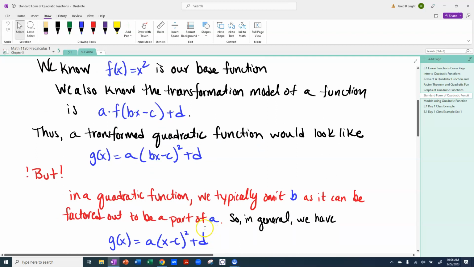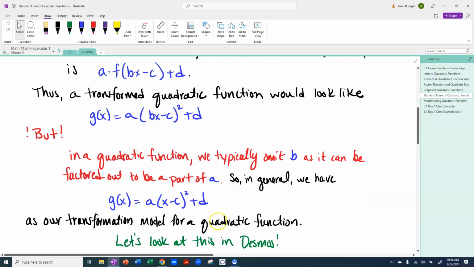So generally, when we work with the transformation of the quadratic function, the base one, that is, we typically don't have a b, so it'd be SAD, C-A-D, would be the order of transformation in this case. Okay, so it makes our life a little bit easier because we don't have to deal with that horizontal scaling. And again, A, C, and D all still serve their general roles of A being the vertical scale, C being the horizontal shift, and D being the vertical shift.